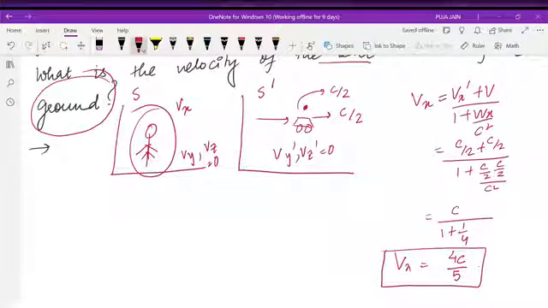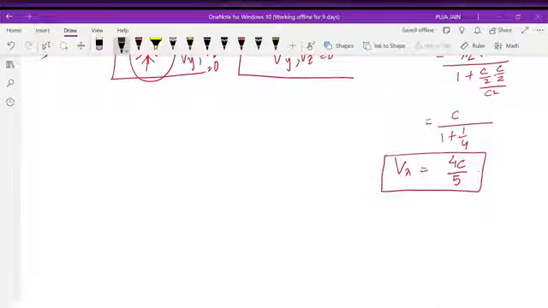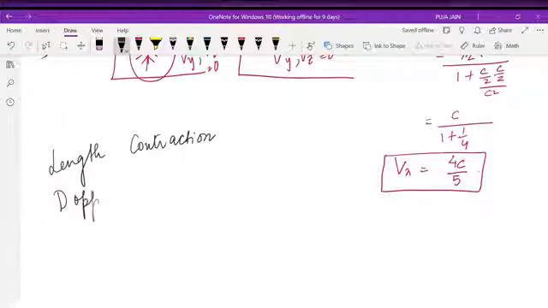So today we will stop here. In the next video we will do questions regarding length contraction, more problems on velocity addition formula, Lorentz transformation, and we will also study the Doppler effect.